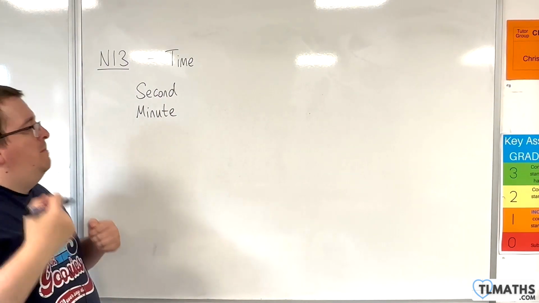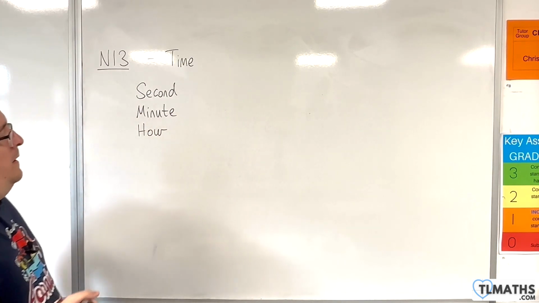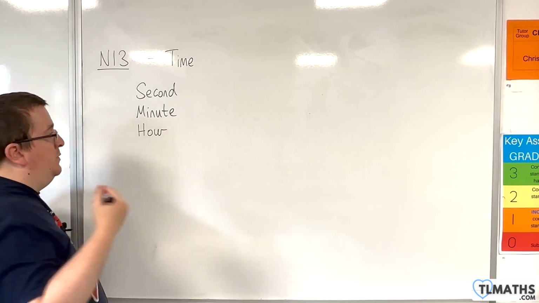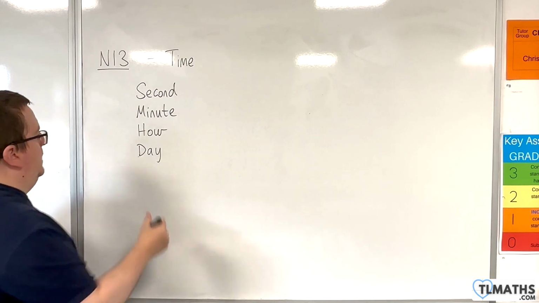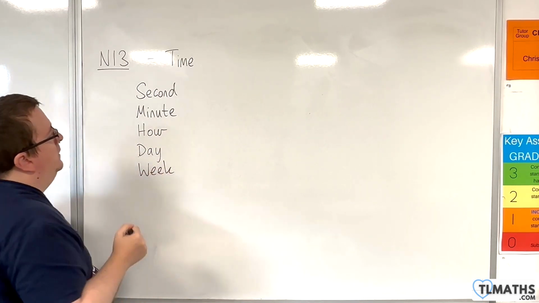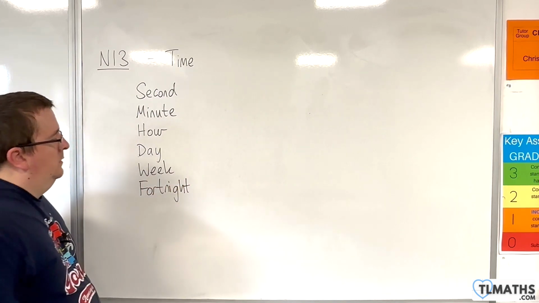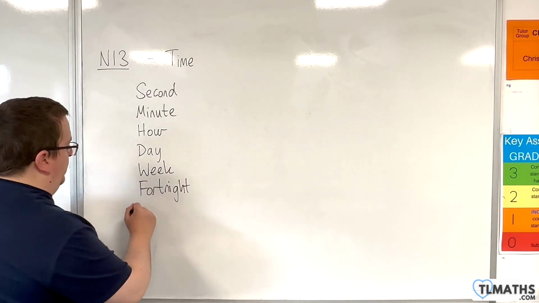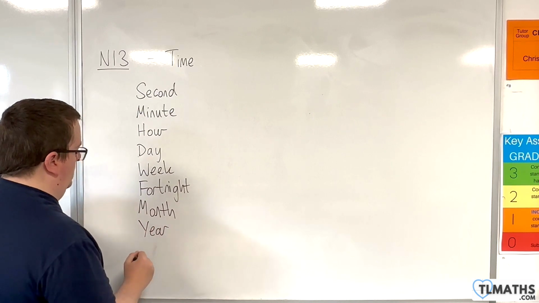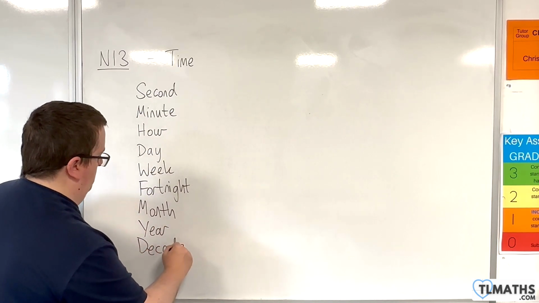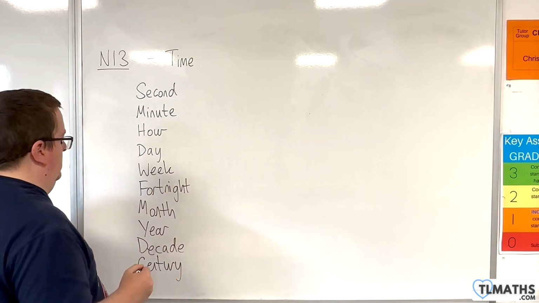So we've got a second, we've got a minute, then we would have an hour. Okay, then we would go up into days. Then a week. Then we could go to fortnight. Then a month. Year. Decade. Century. Millennium.